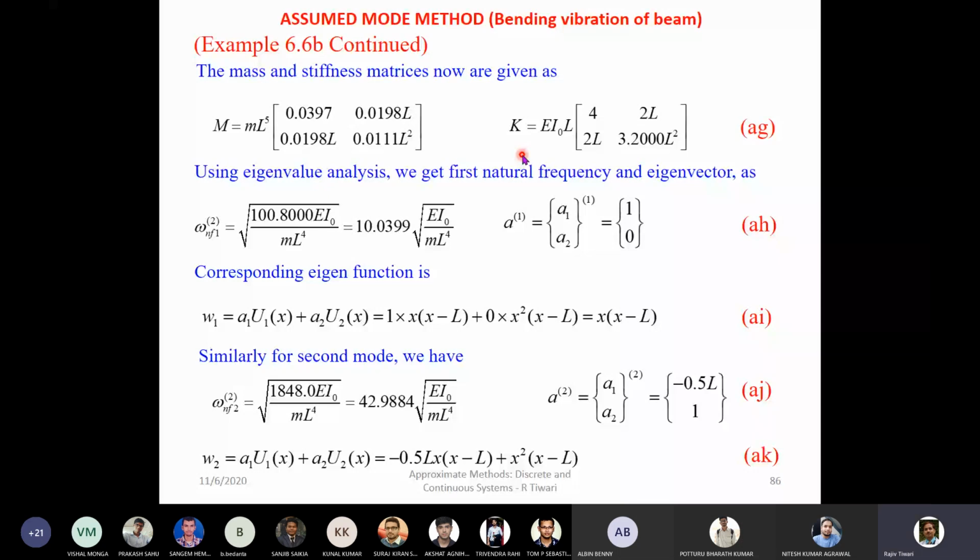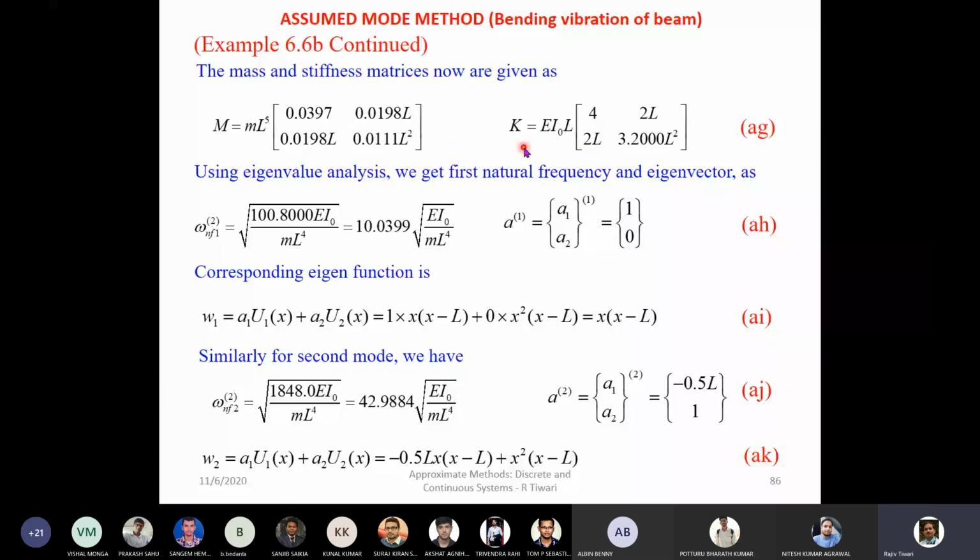Exact eigenvalue problem formulation will be very difficult for such a case. Those who have already started attempting the assignments must be feeling the difficulty of using the continuous system approach, how difficult the equations become. But here we are not solving any differential equation. Just by integrations of some polynomials, we could discretize the continuous system having complex geometry to a 2 degree of freedom system. So now we have mass and stiffness matrix.